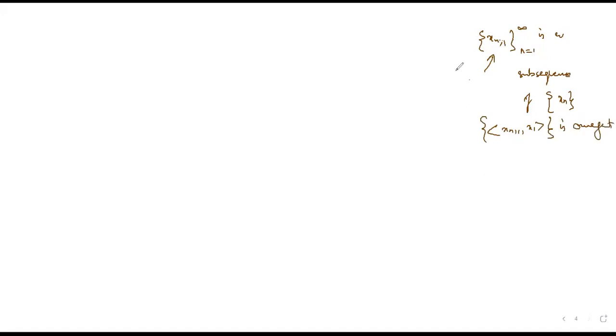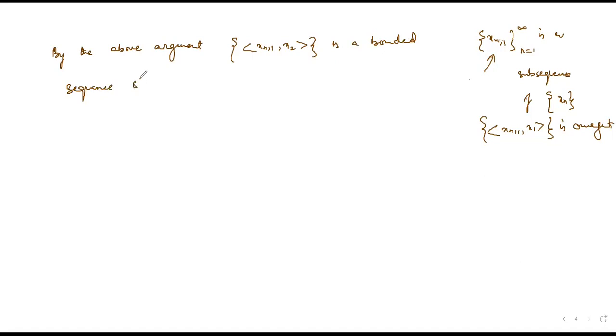ठीक है ना? What I do, अब मैं इसको लेता हूँ और अगर मैं by the above argument जो मैं लिखूंगा, by the above argument, if I take this subsequence and take its inner product with x2, the inner product of xn1 and x2 is a bounded sequence of scalars. Why?